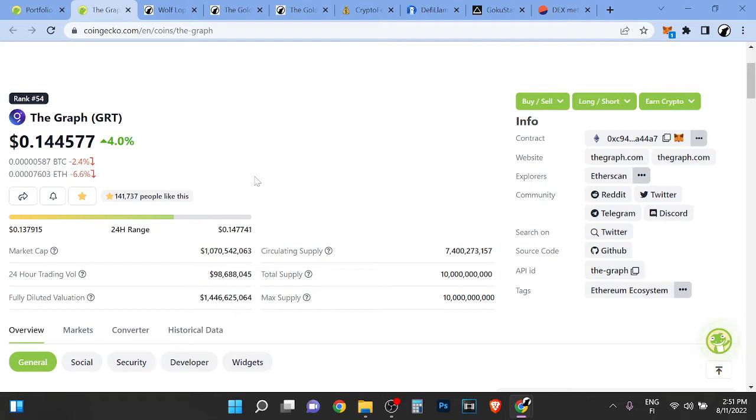So the Graph is a decentralized indexing protocol. What that means is that, for example, on Ethereum you can't really retrieve data about something that happened on the blockchain a year ago. Okay, there are ways to retrieve the data. For example, Aave, a decentralized lending and borrowing protocol, could build their own indexing software. However, it would be centralized, right? So that would be a massive single point of failure for the dApps.